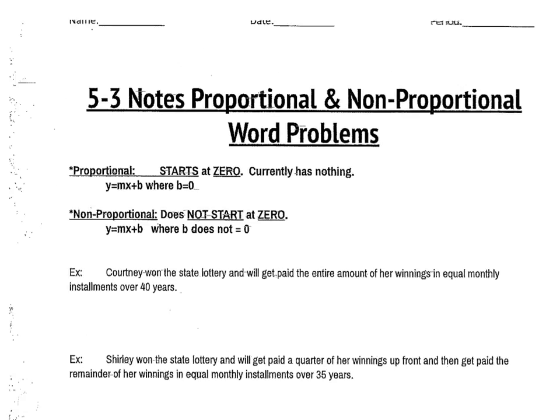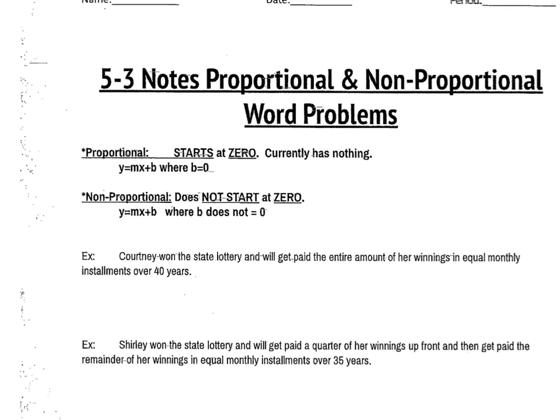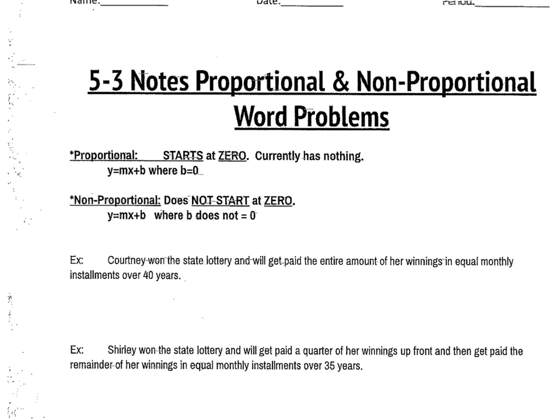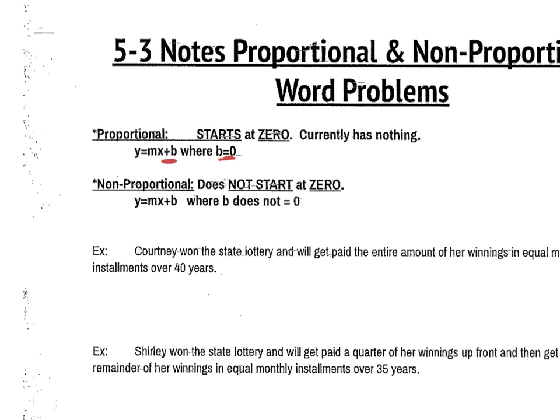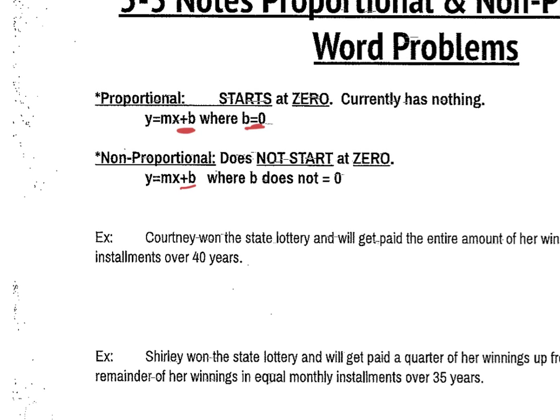So the next type of proportional and non-proportional relationships are these word problems. Same thing: proportional starts at 0, or where your b value is 0. Okay, so there's nothing like words that you'll see, like initial fee. But non-proportional does not start at 0: y equals mx plus b, where b is anything but 0. So b is some type of value.